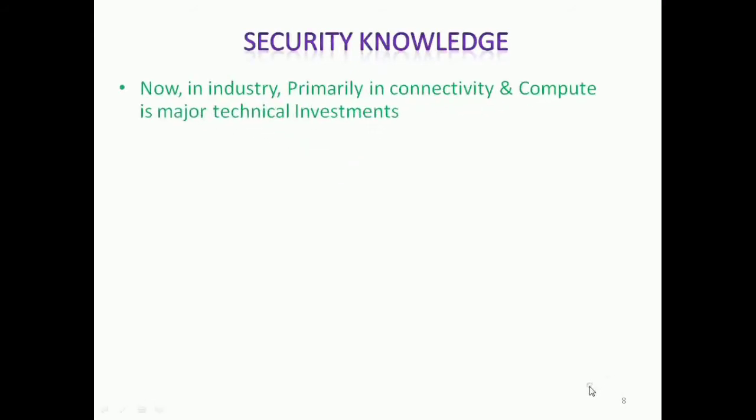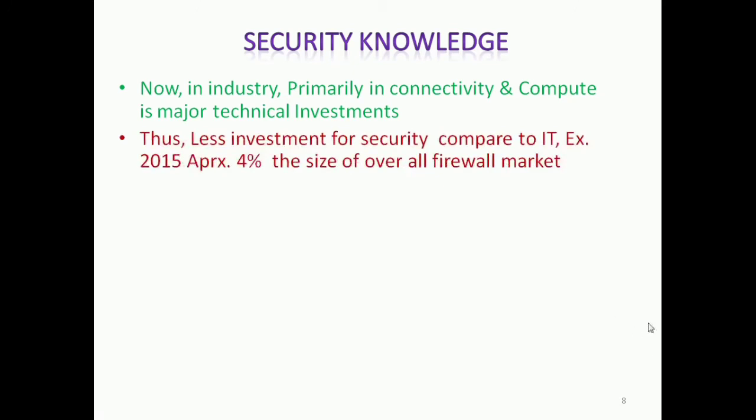So, security knowledge about this IoT. Now in industry, connectivity and compute are primarily the major technical investments. So they have to invest in connectivity, for which investment is required. Thus there is less investment in security compared to IT, right? That major infrastructure is essential and needs investment, but for security purposes there is hardly any investment.